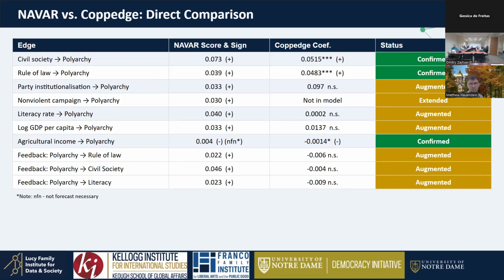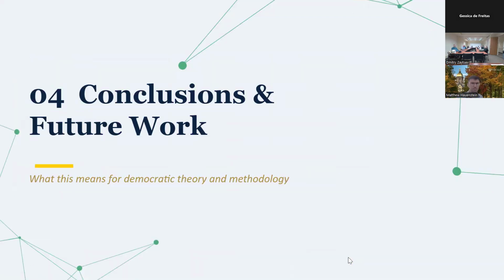And there's one variable in here that proved to be important that wasn't in the model of upturns in democracy, but we put it in this model, and it was significant. The impact of nonviolent campaigns on democracy is positive. I think I covered everything there. So I'm going to hand this over to Dmitry.